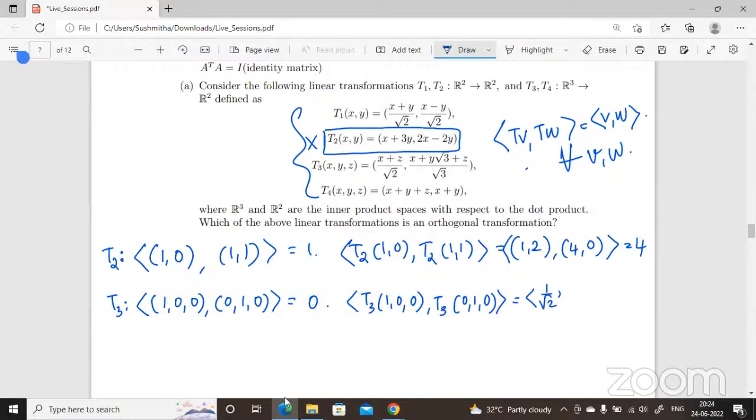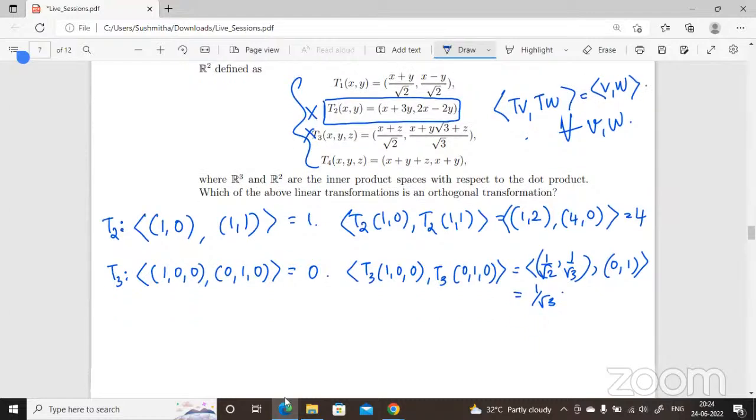1 by root 2, comma, 1 upon root 3, comma 0, 1, 0. So it is coming 1 upon root 3. It is not equal to 0. So two orthogonal vectors are going to two vectors which are not orthogonal. So this is not an orthogonal transformation.